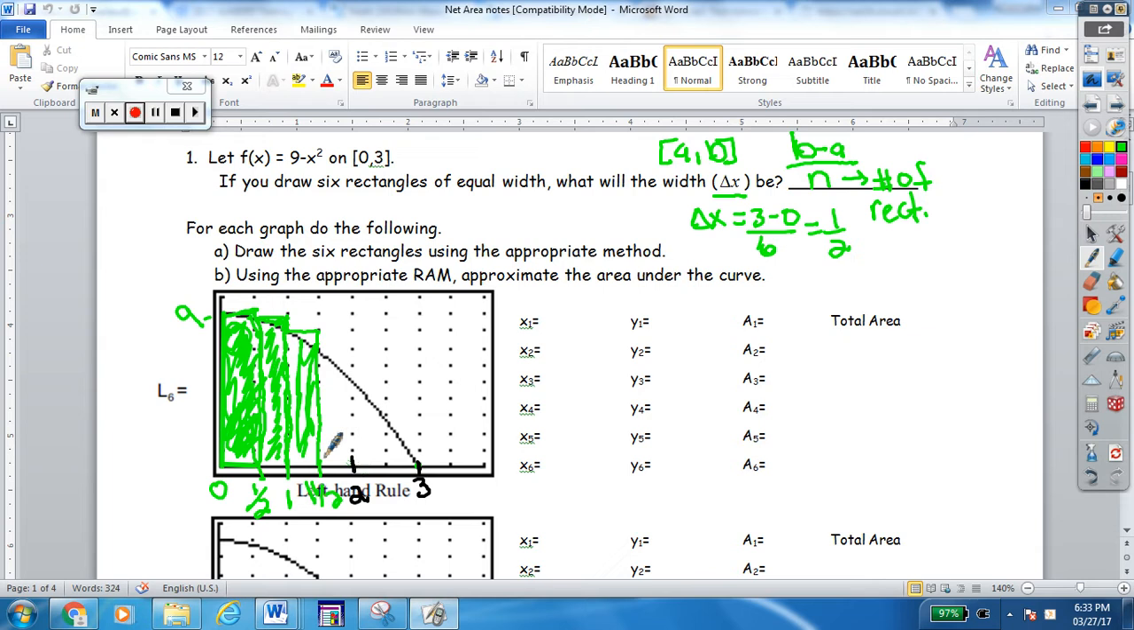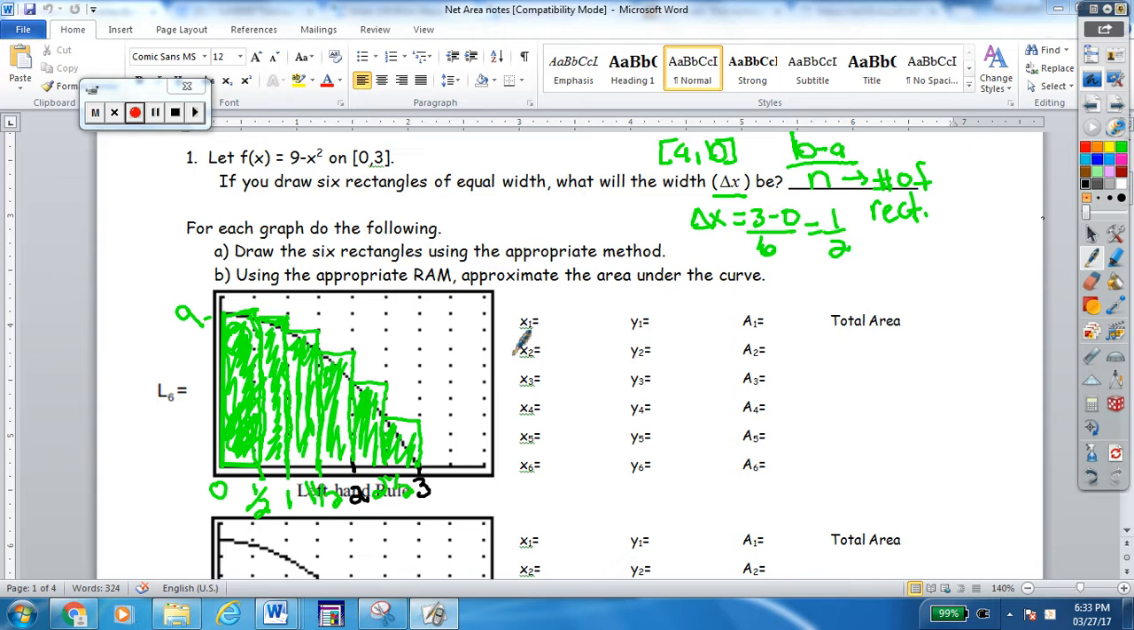Then from 1.5 to 2, we use 1.5. Go up, go across and down, color it in. Then from 2 to 2.5, we go again to the function on the left endpoint, go across and down. Good. And the last one, we go to 2.5 to the function, over and down. Now, clearly this is an overestimate. So whatever answer we get, this is going to be more than the true area. We can see that already, but that's okay.